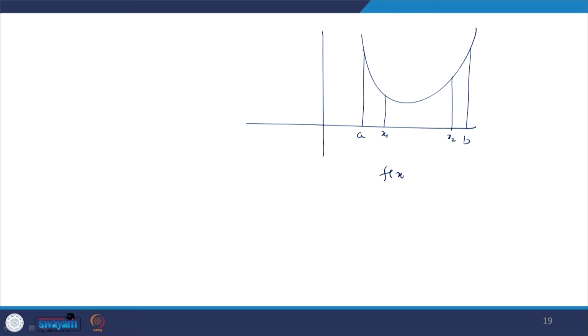That means f x 1 is less than f x 2. So, x minimum belongs to which interval? C. Now, x 1 is less than x 2. So, this x 1 may be here also, okay. But this x 2 cannot be here because x 1 is less than x 2. So, we can say that minimum always belongs to a to x 2, in any case, whether x 1 is here or here, minimum always belongs to a to x 2. So, this is the second case, case 2.